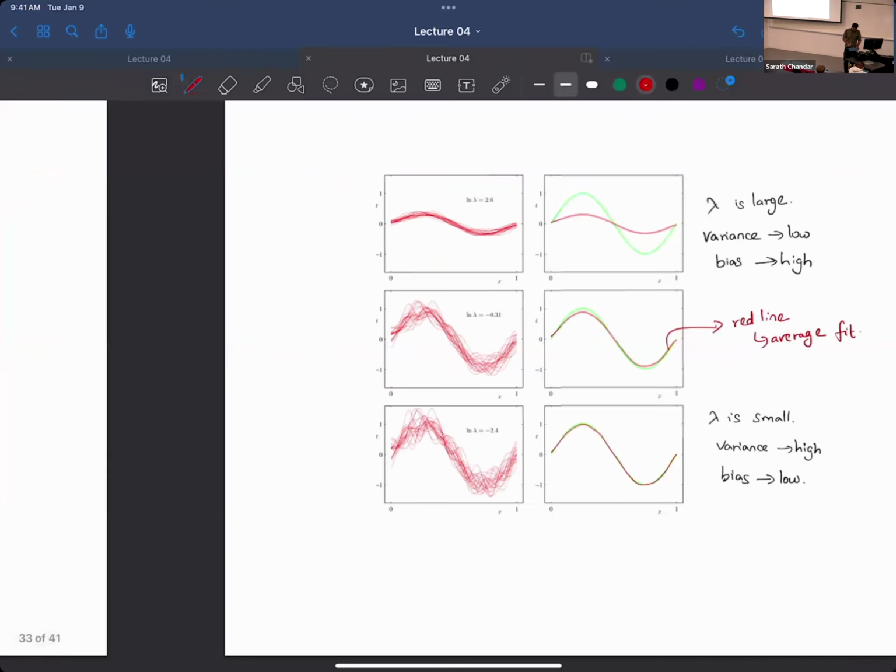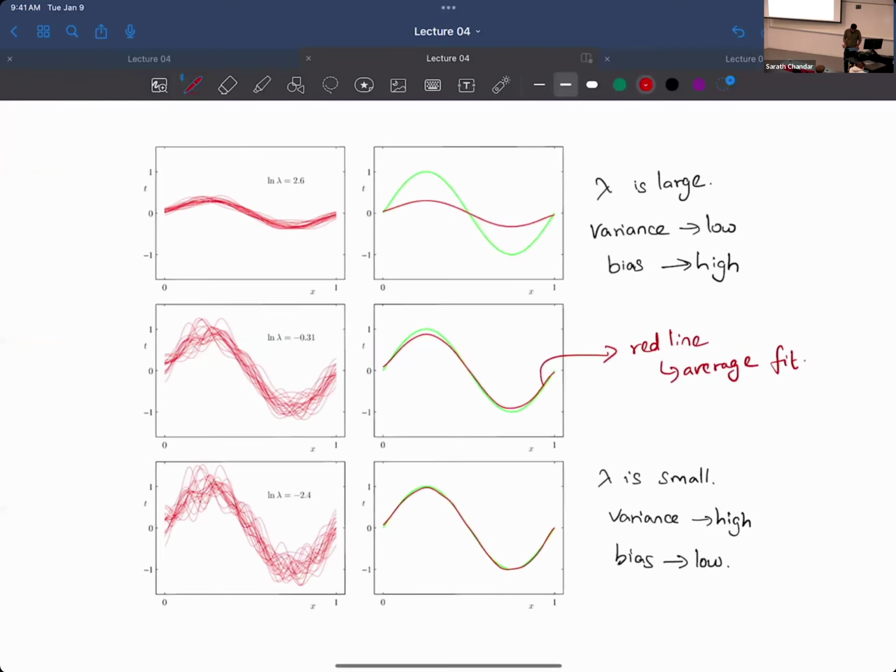So I'm going to do linear regression with L2 regularization. Here you see different values of lambda, and what is the effect. In the top, you see the situation when lambda is large. When lambda is large, it means I'm highly regularizing the model. When you regularize the model too much, it's getting closer to being a linear model. So the bias is very high. The variance is low.